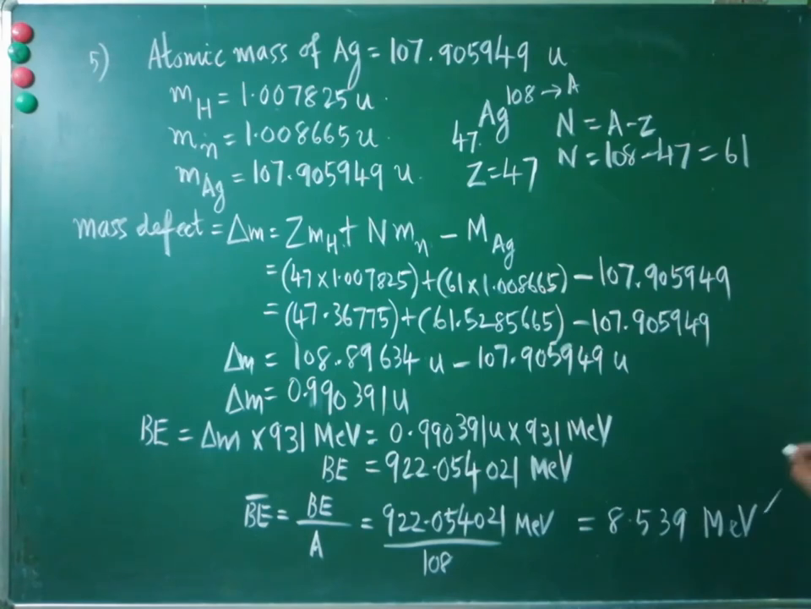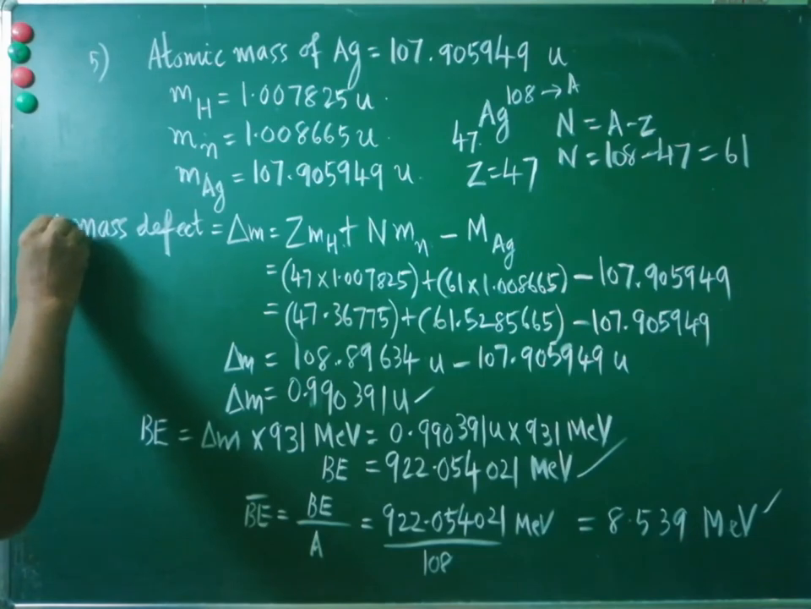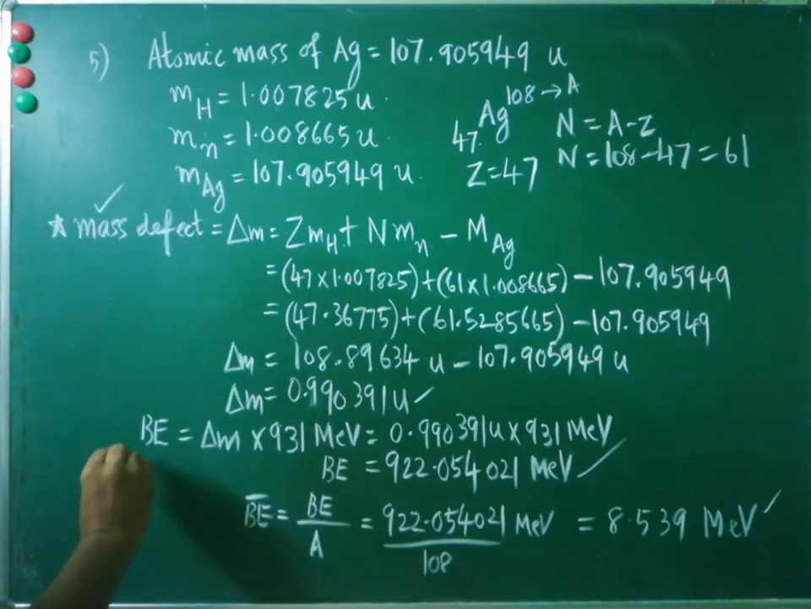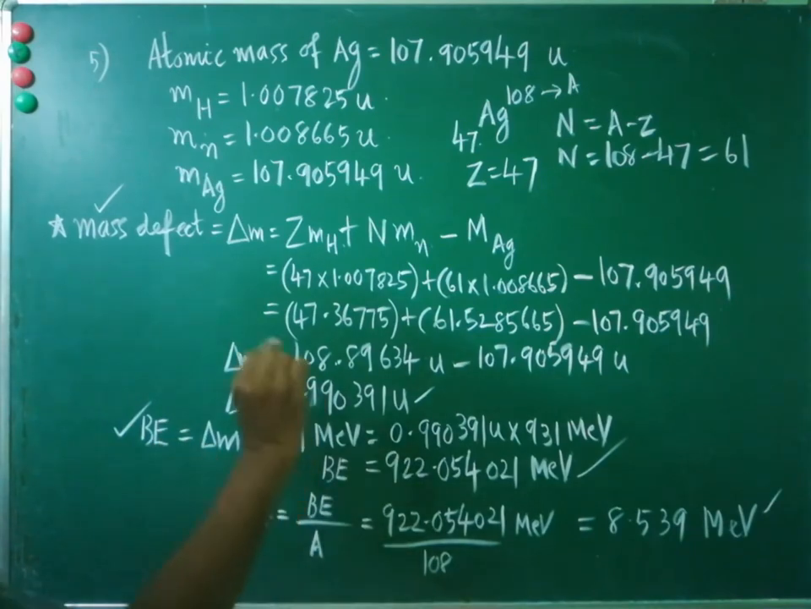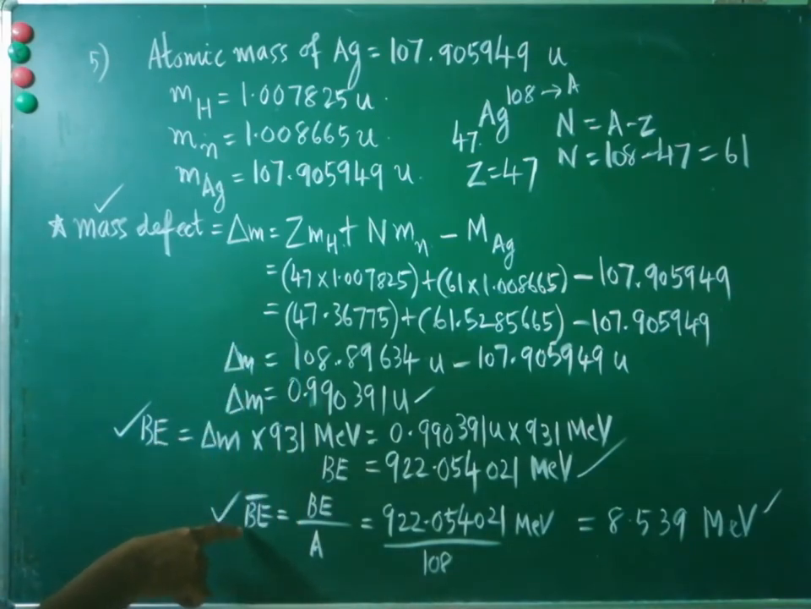This is called binding energy per nucleon, this is called binding energy, this is called mass defect. Step by step you have to go. Are you clear? So the important formulas: first you should know the formula to calculate the mass defect, next the formula to calculate the binding energy, and finally the formula to calculate the binding energy per nucleon. Three formulas are there, and all three must be thoroughly known. Okay. Thank you.